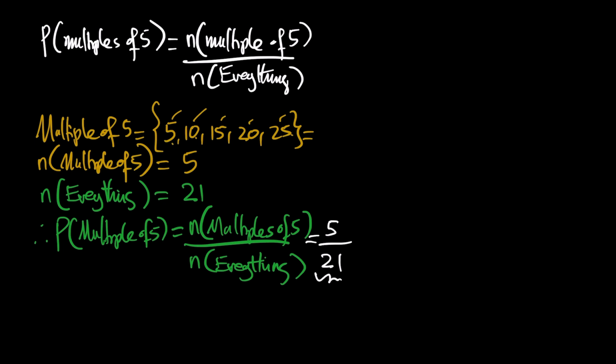It's a fraction, and it also satisfies the condition that the probability of any event should lie between 0 and 1. That gives us a hint that at least we've done the right thing. Now let's look at another different question here.